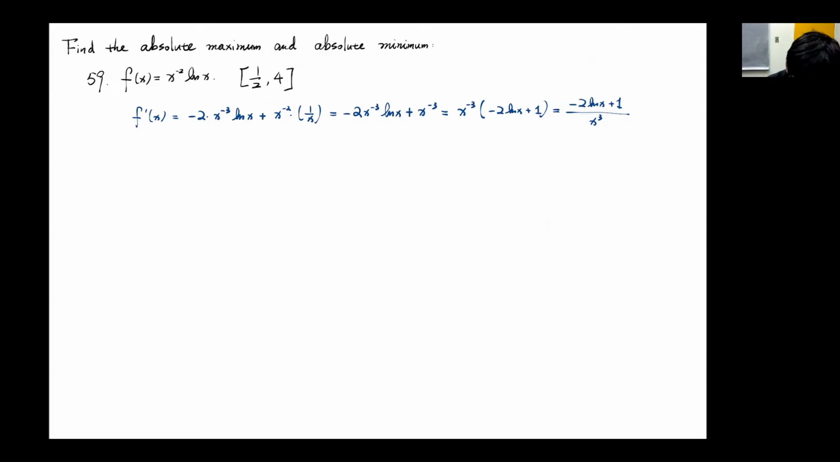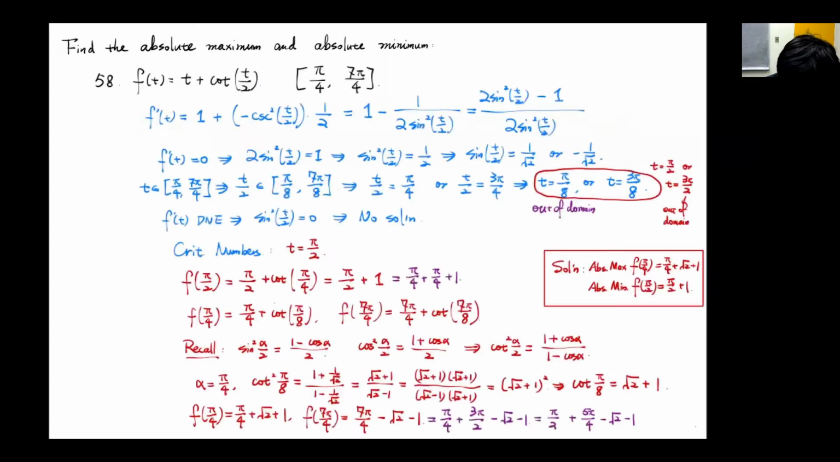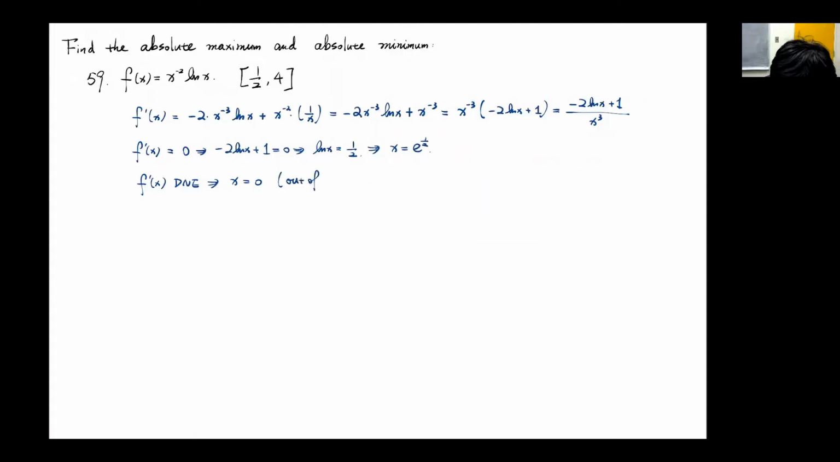Now let's look at where f prime of x equals 0. This means minus 2 natural log of x plus 1 equals 0. So this tells me that natural log of x equals 1/2, so x equals e to the positive 1/2 power. That will be the location where f prime of x equals 0. We should also look into where f prime of x does not exist, but this is actually out of the domain, so we do not need to worry about this number. All right, so that will be the critical number. We only have one critical number over here.